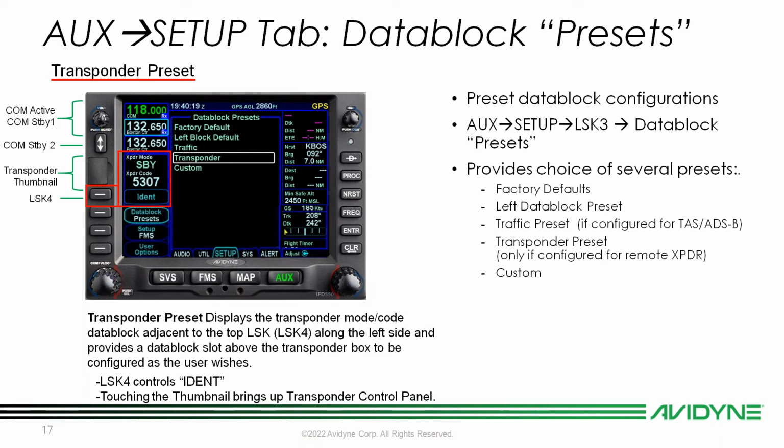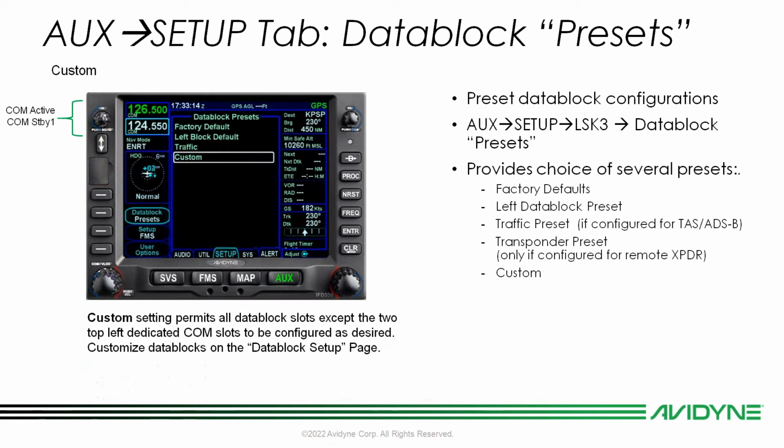Now your transponder preset, in a similar way that the traffic preset works, line select key 4 is going to be your ident button. Of course, you can touch the screen as well, but if you tap that, it's going to bring up another keyboard where you can set your squawk code and change your different modes from the IFD itself. And that's how we would essentially control a remote transponder should we have one there as well.